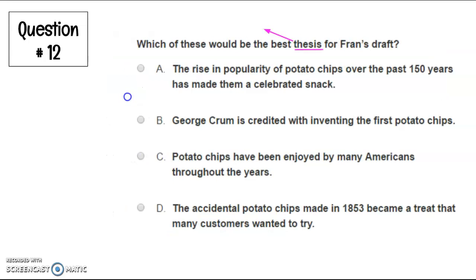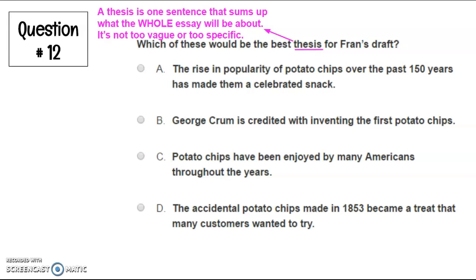So a thesis, we gotta keep in mind what that means. A thesis is one sentence that sums up what the whole essay will be about. It's not too vague or too specific. So just like when you guys write thesis statements for your essays.